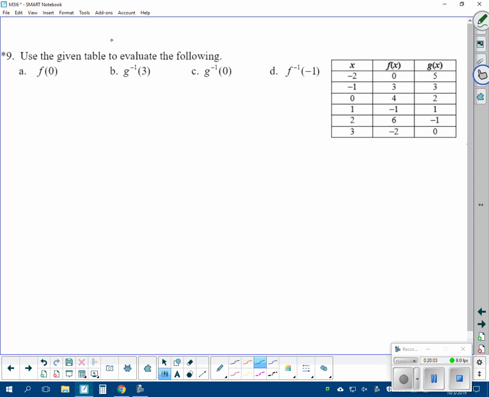So first of all, what is just f of 0? What is the input? 0. What is the output? 4. So f of 0 is 4.